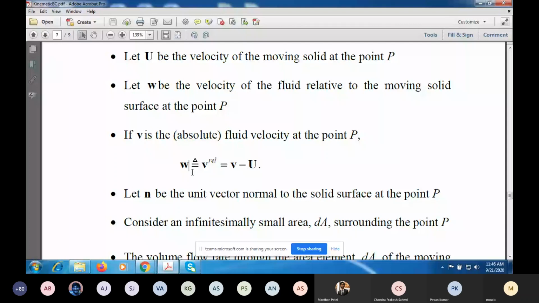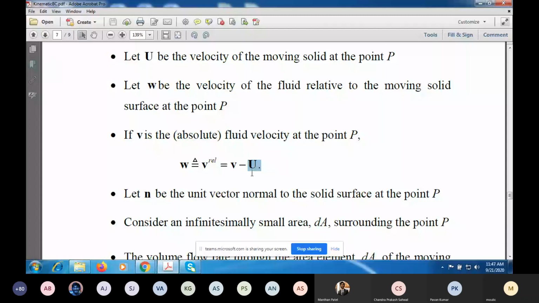Now, again, to emphasize the difference between translating and rotating bodies, if the solid is translating, then this U is a vector which is the same at each and every point. If the body is accelerating, U can depend on time but not on space. But if the body is moving with a constant velocity, then U will be a constant. So for the timing, in the case of the Pelton turbine, we'll be using linear momentum analysis. So we'll assume that U is a constant.